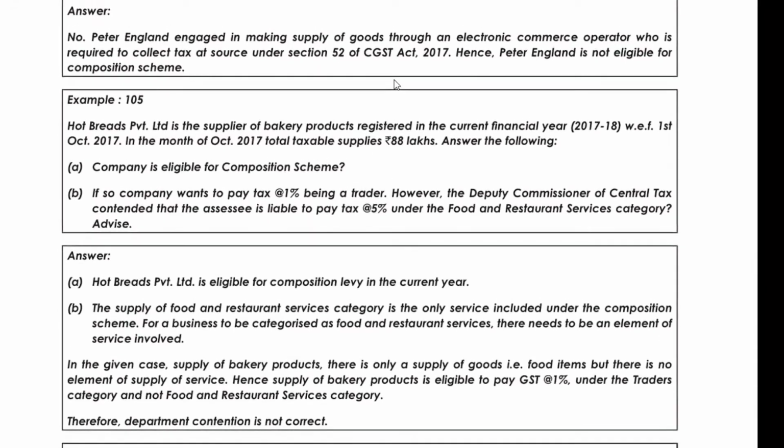Hot Breads Private Limited is a supplier of bakery products, registered in the current financial year 2017-18 with effect from 1st October 2017. In the month of October, total taxable supply was 88 lakhs. Answer the following: is he eligible for the composition scheme?